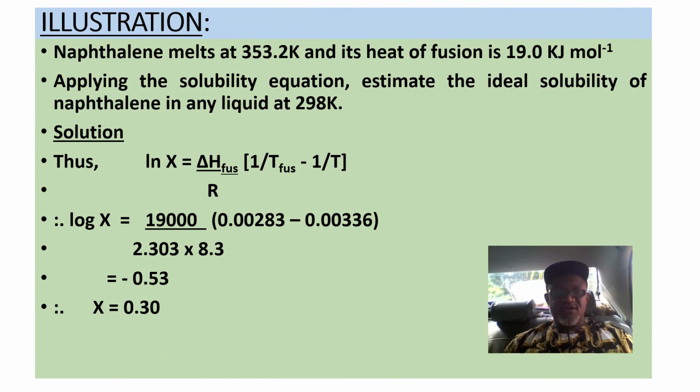Okay, and that's an illustration using the ideal solubility equation. Now we're given that naphthalene melts at 353.2 K and its heat of fusion is given. Applying the equation, estimate the ideal solubility of naphthalene in any liquid at 298 K. We use the equation and substitute. Of course, R is our gas constant, and we are given delta H fuse, that is the heat of fusion for naphthalene, and we substitute, we'll get X as equal to 0.30.